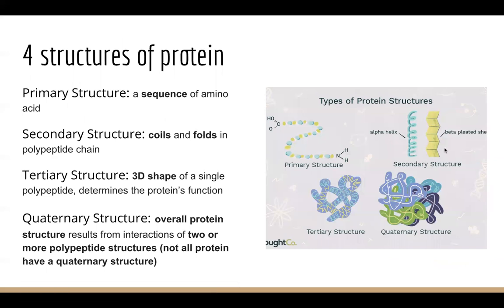The tertiary structure is the 3D shape of a single polypeptide, and it determines the protein's function. The quaternary structure is when multiple polypeptides join together, and it is the overall protein structure made by these polypeptides. The thing we need to know is that not all proteins have a quaternary structure, because not all proteins have more than one polypeptide.